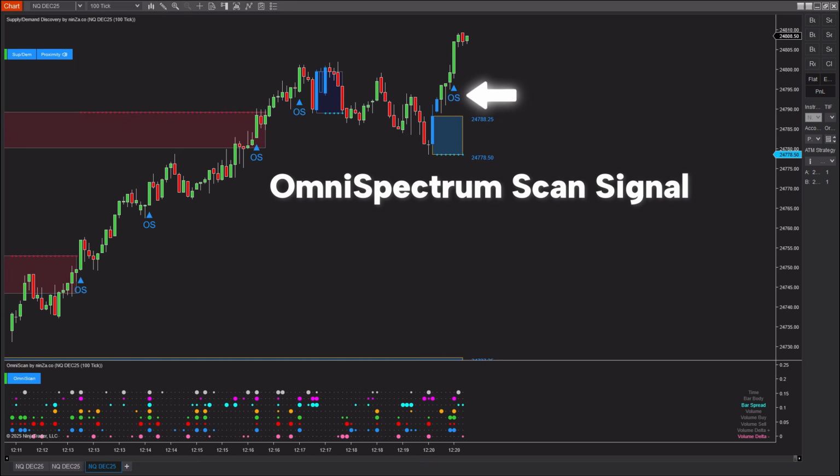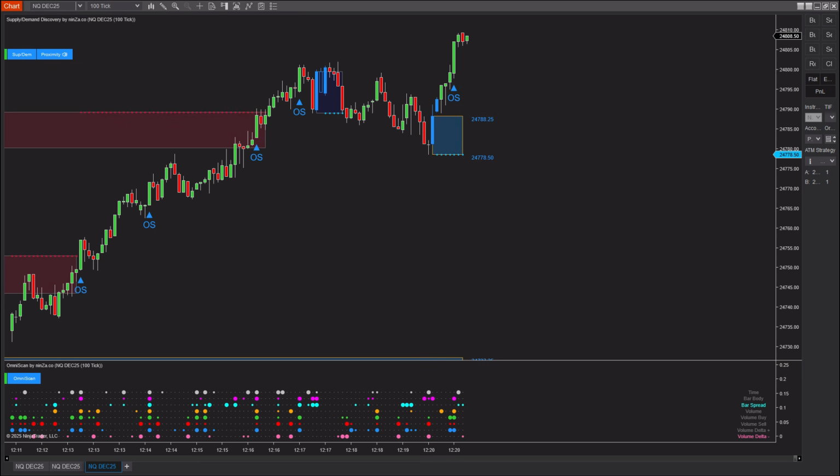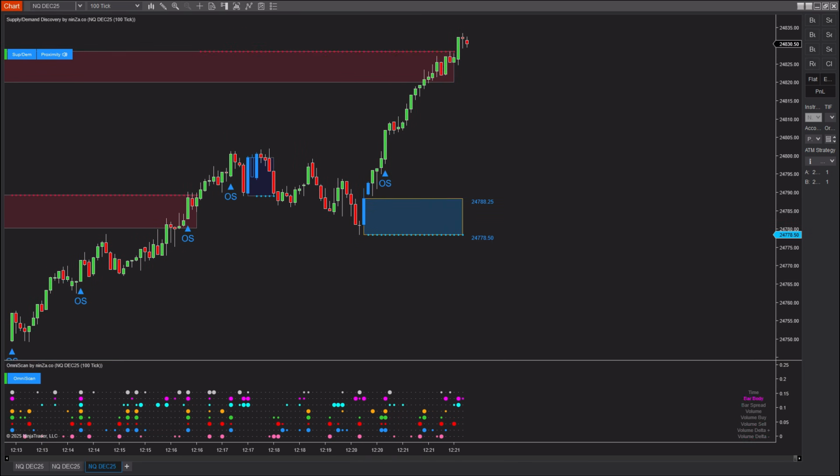However, here's an important reminder. If the OmniSpectrum Scan signal appears too far away from the moment the supply/demand zone is formed, meaning it no longer lies within the zone's reaction area, then it's best not to take the trade. The signal loses its confluence with structure and the reliability decreases.